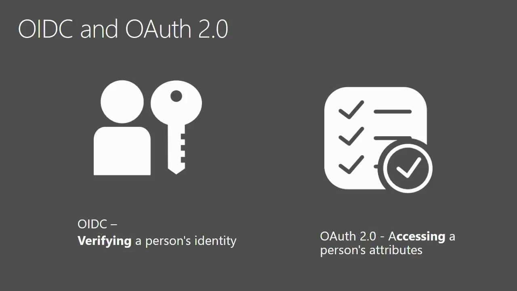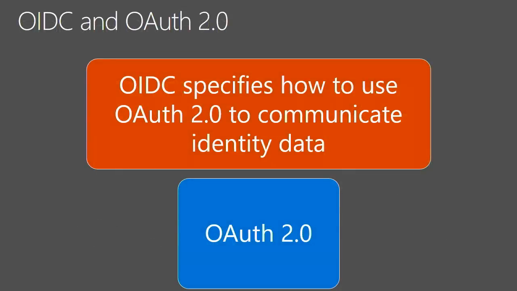OpenID Connect verifies the person. OAuth accesses the person's attributes. So there's quite a clear line between the two. So if you look at them in a kind of stack layer, OpenID Connect specifies how to use OAuth to communicate identity data. And it sits on top of your standard OAuth stack.